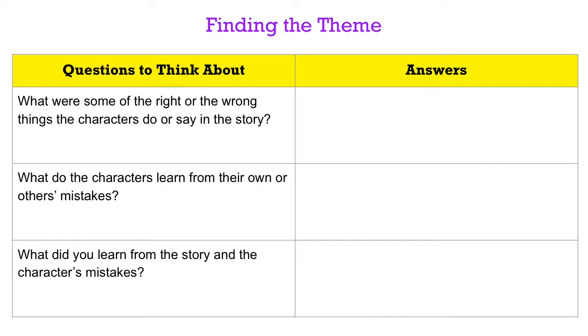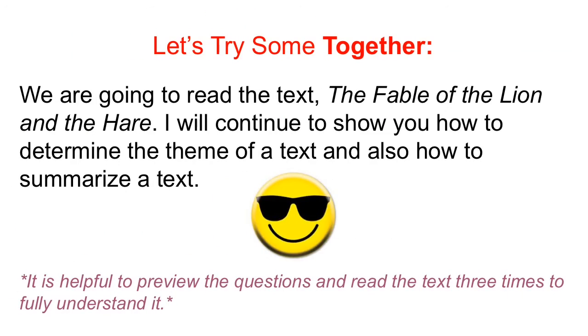We are going to use this chart to find the theme of the text. And there are kind of 3 questions we're going to focus on as we think about what we just read. Let's try some together. We are going to read the text, The Fable of the Lion and the Hare. I will continue to show you how to determine the theme of a text and also how to summarize a text. It is helpful to preview the questions and read the text 3 times to fully understand it.